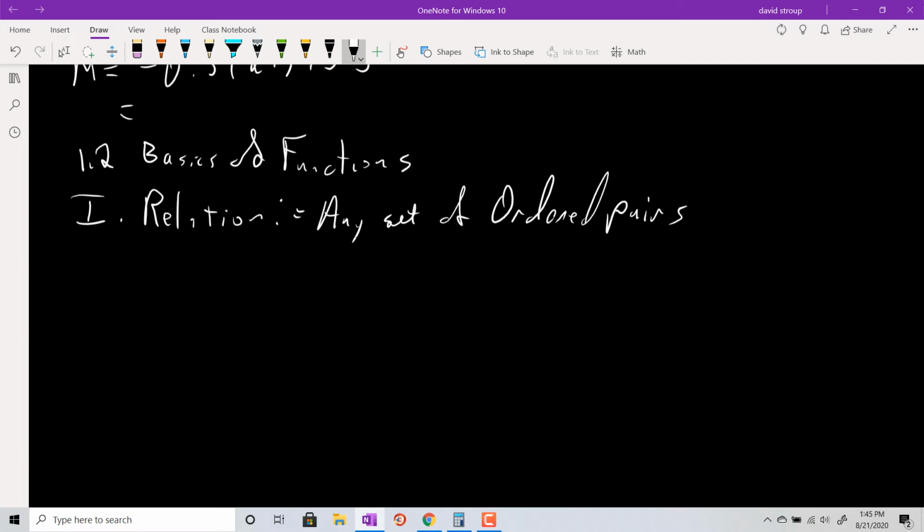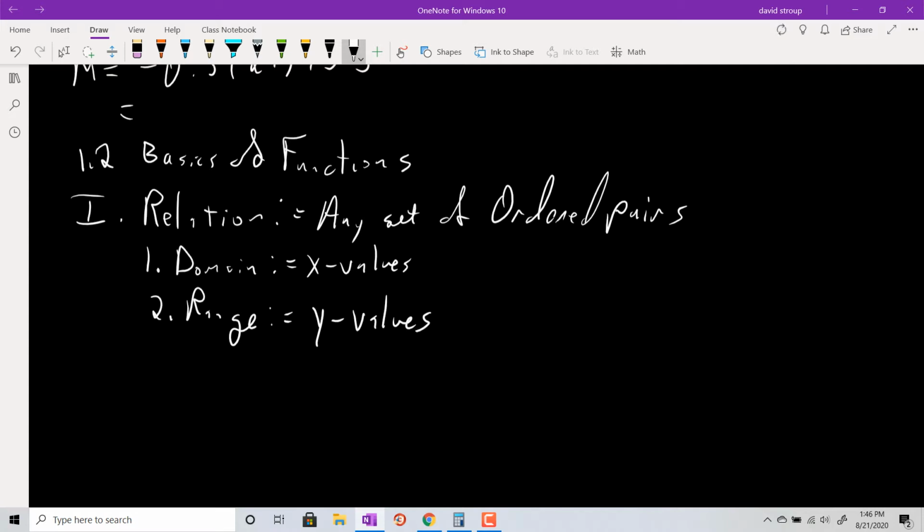Okay. In these ordered pairs, there's two characteristics we can quickly define, and that's the domain and range. The domain are the first coordinates, the x values, and then the range are the second coordinates, the y values.